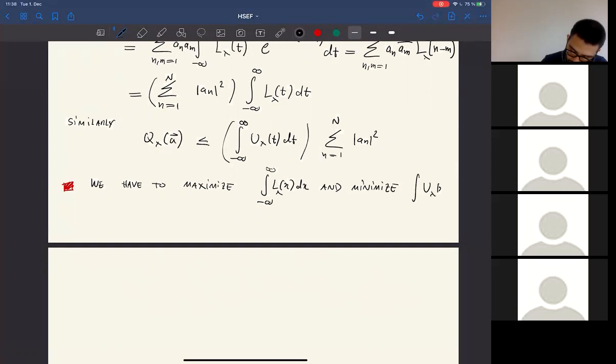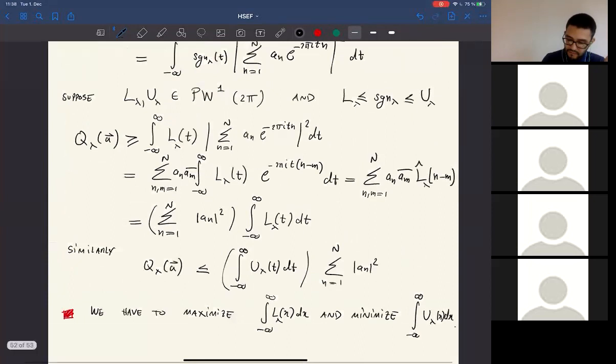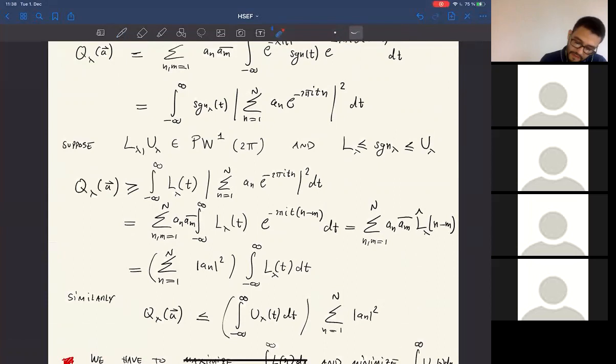So now you converted your problem into an optimization problem. You want to find the best constant, then you maximize or minimize the integral of functions assuming certain one-sided conditions. So for instance, for L, you are going to assume that L lambda is a function less or equal to sine lambda, and is a function of Paley-Wiener space, and you want to maximize its integral. That way it would be as close as possible in the L1 norm to this target function sine lambda. And similarly with U.